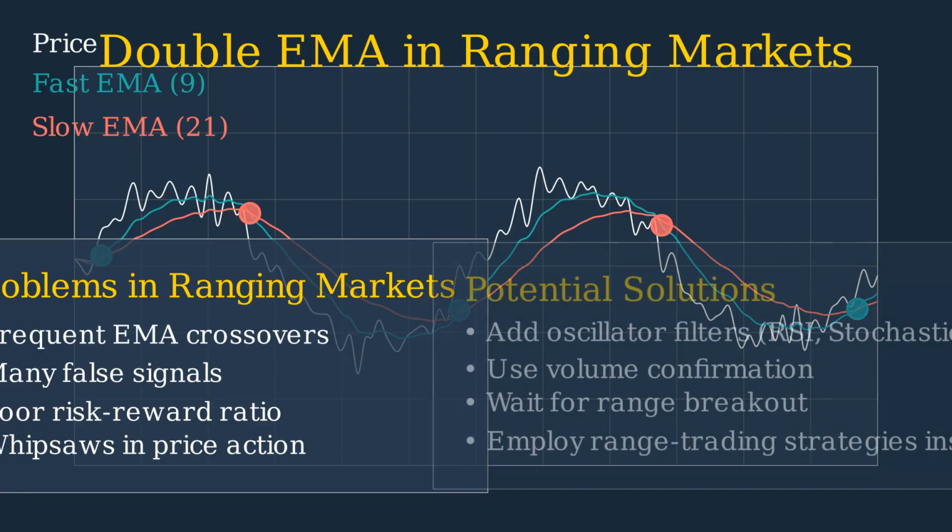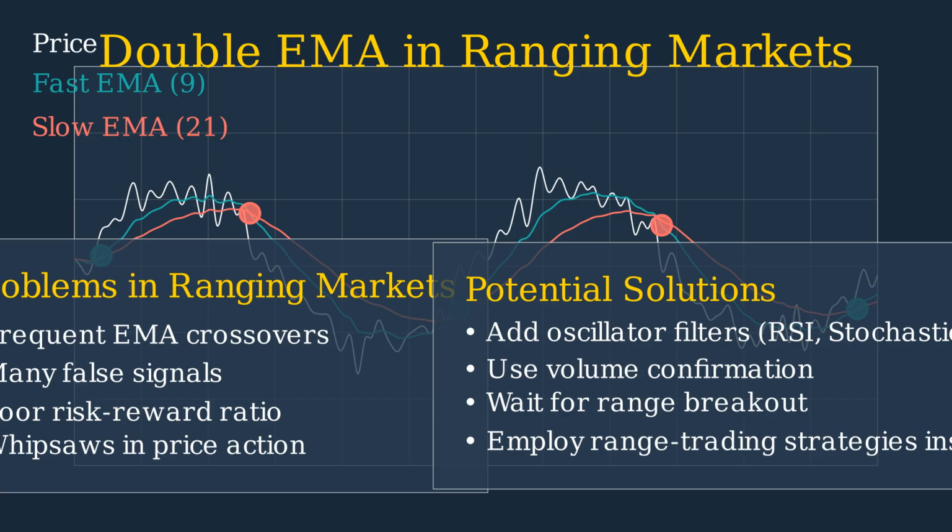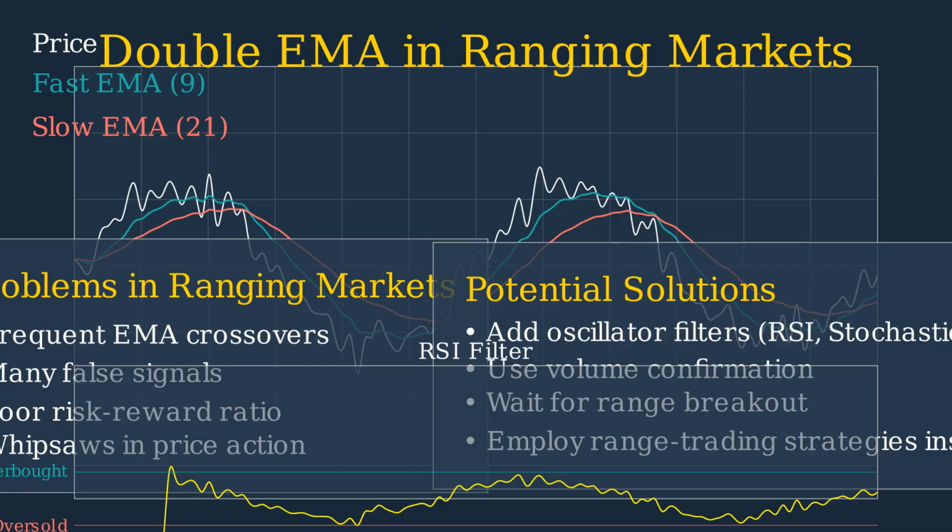To improve the double EMA strategy in ranging markets, traders often employ additional filters to avoid taking trades until a clear trend emerges. One common approach is to add an oscillator like the Relative Strength Index, or RSI. The RSI can help identify when the market is overbought or oversold. A simple filter strategy might be to only take bullish signals from the double EMA when price is in oversold territory, and bearish signals when price is overbought.